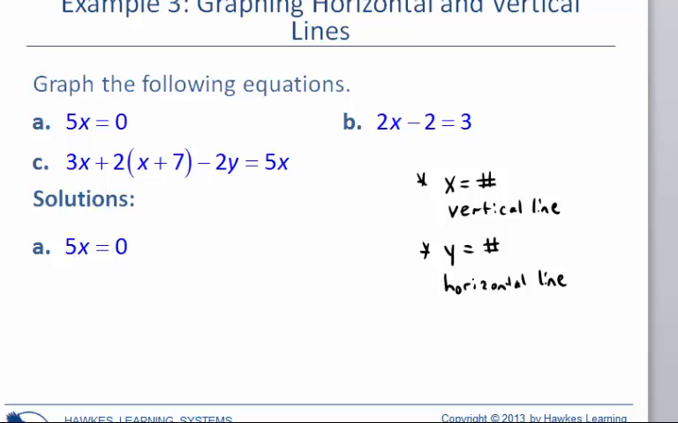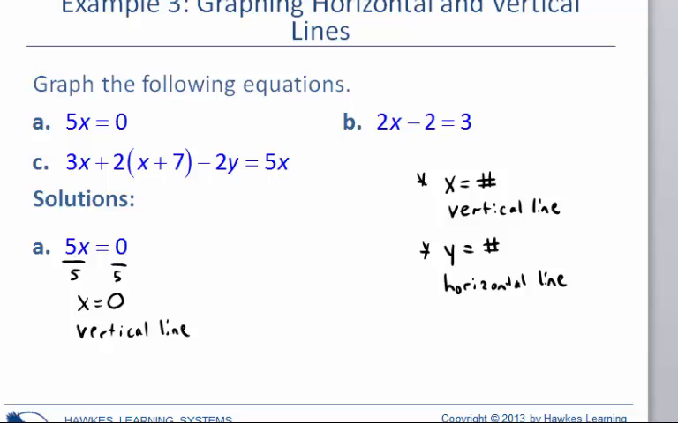So let's begin with this first example, which says 5x is equal to 0. We can see right off that we only have an x, so we know that it's going to graph a vertical line. I want to simplify it so it's of the form x is equal to a number. So I'm going to divide both sides by 5. And so 0 divided by 5 is 0. And so our equation is x is equal to 0. So this should be a vertical line at x is equal to 0.